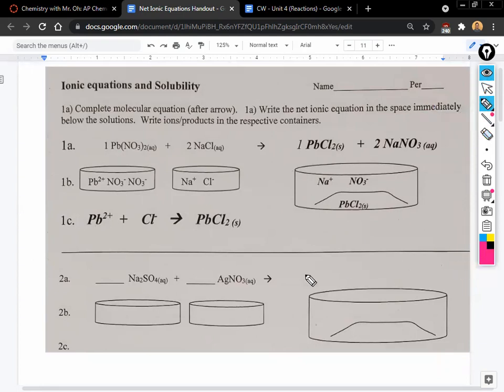All right, so our first reaction, our reactants are sodium sulfate and silver nitrate, okay? So what we want to do is that double replacement reaction. And so we're going to switch the two ions with each other. But before we do that, let's figure out what they do in solution.